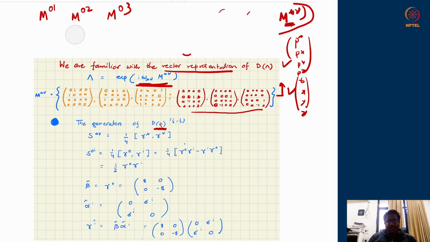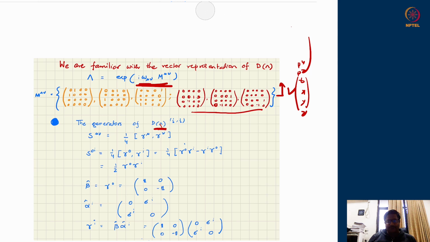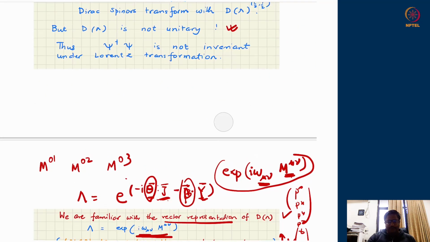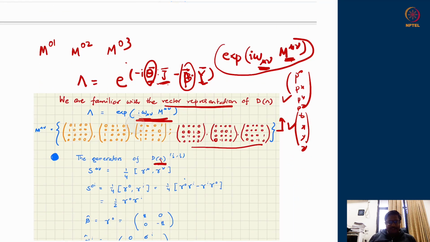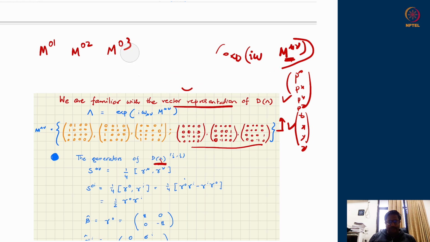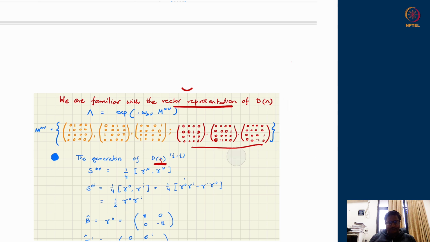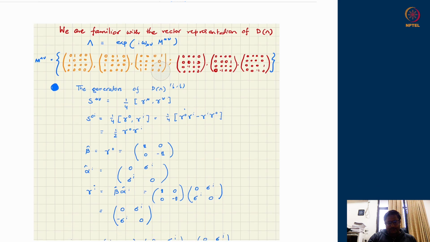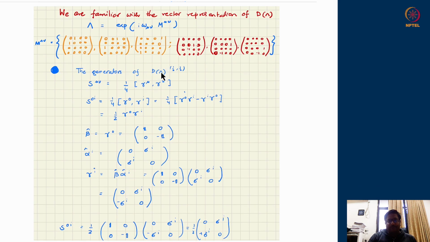So the game is clear. You have to find out the generators acting on your space. For example, for the vector representation, these are the 6 M mu nus which we have obtained, and they satisfy the same algebra which we saw for rotation and boost matrices in the previous class. The question is how to write the same thing for the spinor space, or the D lambda half representation.